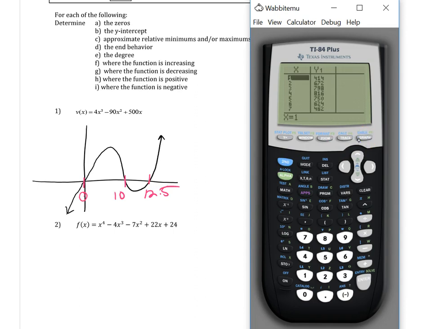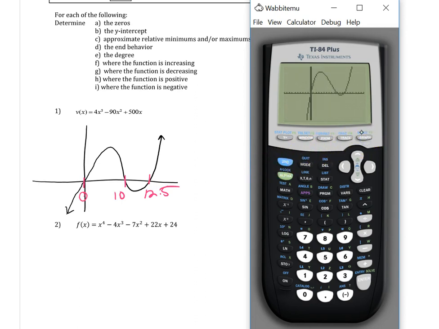Now, 2 of those zeros were really easy to see, and they also would show up in your table. An x-intercept will happen anywhere y is equal to 0. So you'll see in the table of values when x equals 0, y equals 0. That's why we have an x-intercept there. If I scroll through my table, you'll see at x equals 10, y equals 0 again, so that corresponds to the second 0 I found. And you won't see the 12.51 because in your table of values, you're only going by integer values.